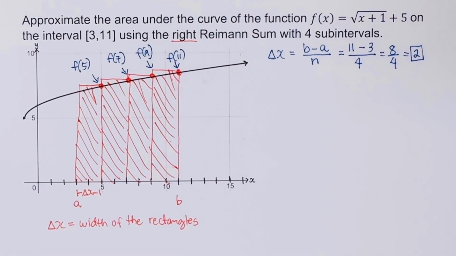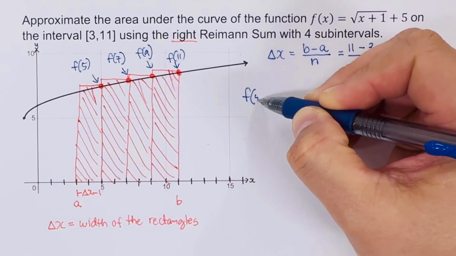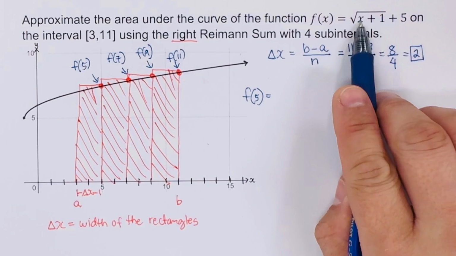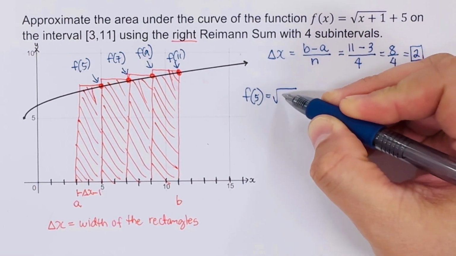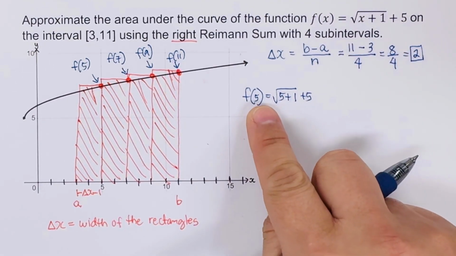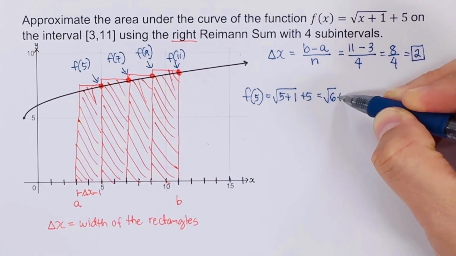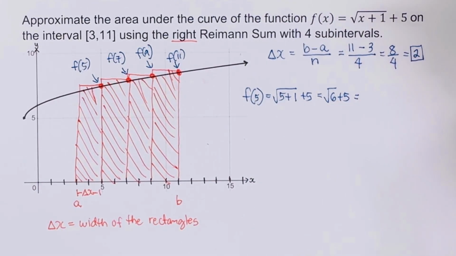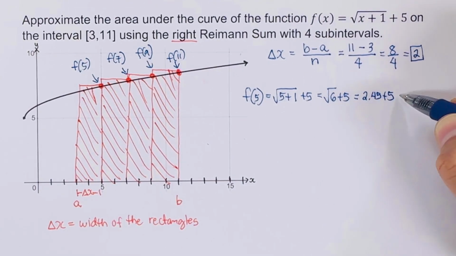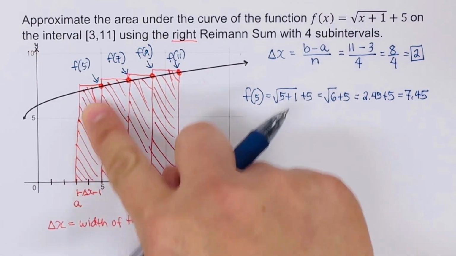So what we do next is to determine the values for each of these 4. We're going to start with f of 5. We plug in 5 for x into the equation up here. So that is the square root of 5 plus 1, plus 5. I put in 5 for x, and then I'm going to simplify this. So this would be square root of 6 plus 5. We will approximate the square root of 6 to 2 decimal places. That would be 2.45, and then plus 5. So this is 7.45. That's the height of the first rectangle.